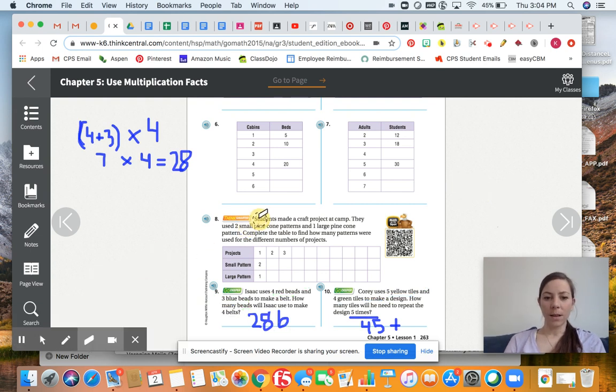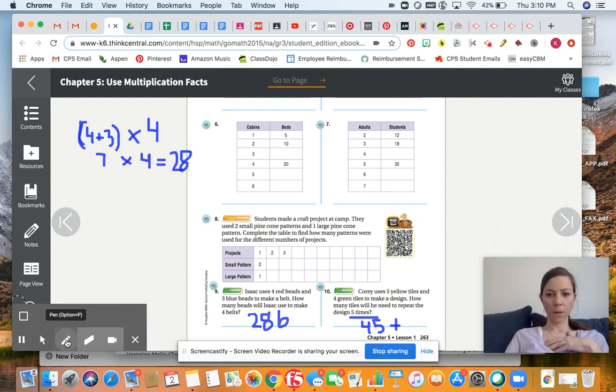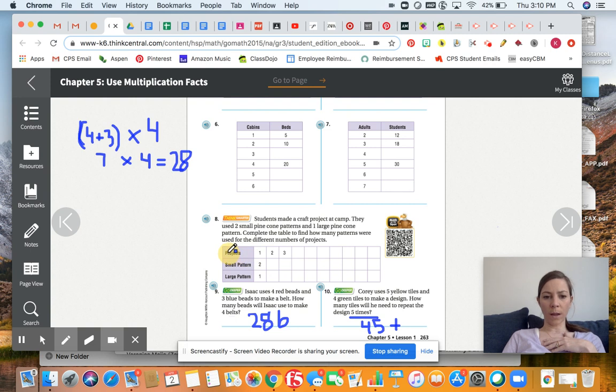Okay, let's finish with this 3-row table now. Okay, so this problem says students make a craft project at camp. They use 2 small pine cone patterns and 1 large pine cone pattern. Complete the table to find how many patterns were used for the different number of projects. Okay, so in this table, again, I'm going to read the words so I can tell what's happening in each row. The top row is how many projects they're making. So maybe it's like 1 project is finished here, 2 projects are finished, 3 projects are finished.